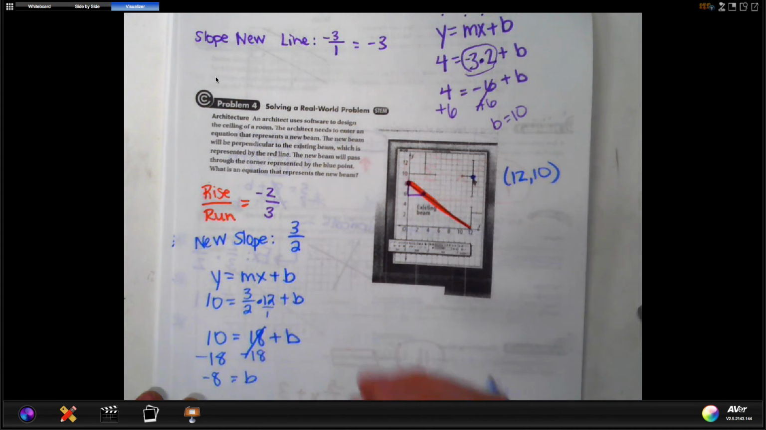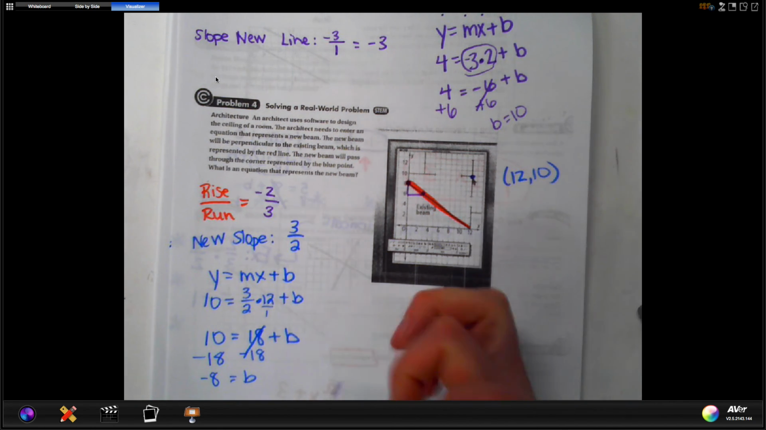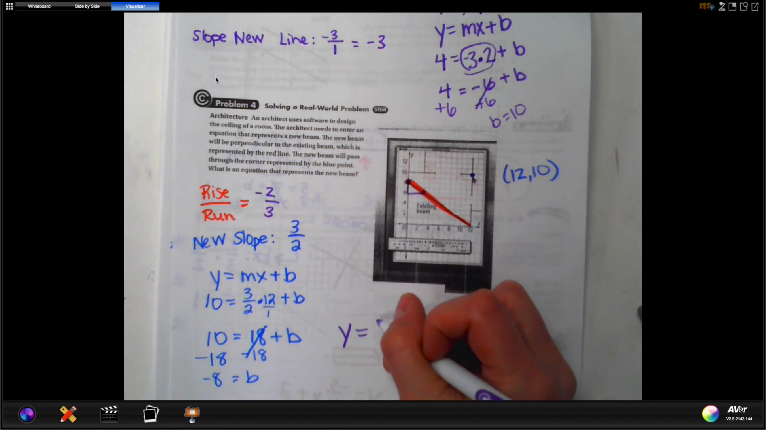So what's the equation of the new line that this architect has to enter into his software? The software is not going to do that part for him. He's got to do that part. Y equals 3/2x minus 8. Good job.